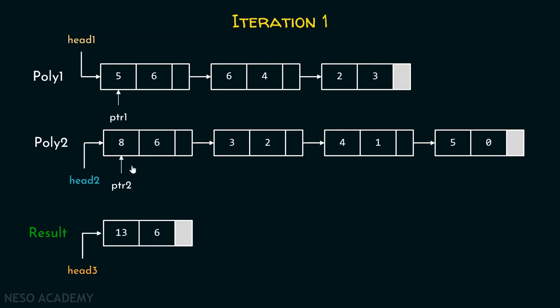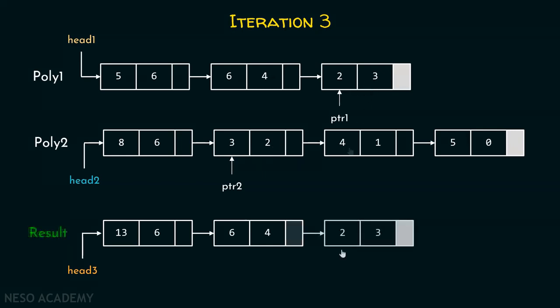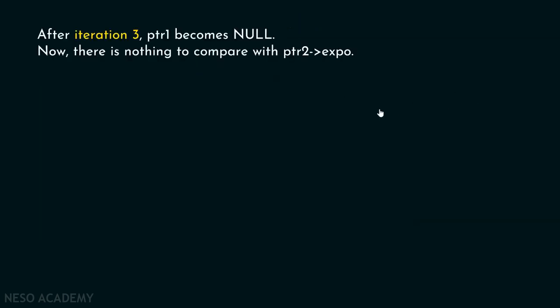Now after this, we will move both the pointers towards right, and then we will compare the exponent part of these two nodes. Here you can see 4 is greater than 2. Hence we will put this node in the resultant linked list, right? And we will simply move this pointer towards right. Now we will compare these two nodes. Comparing these two nodes means comparing their exponent parts. Here you can clearly see that 3 is greater than 2, right? Hence we will simply put this node in the resultant linked list. After this iteration, ptr1 becomes null. Isn't that so? After iteration 3, ptr1 becomes null.